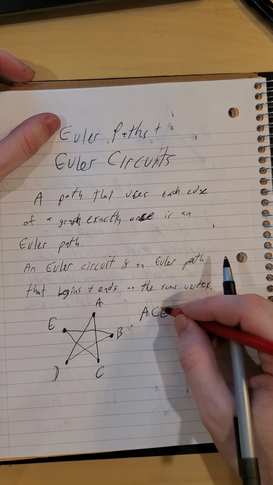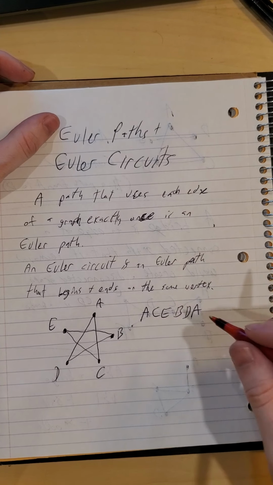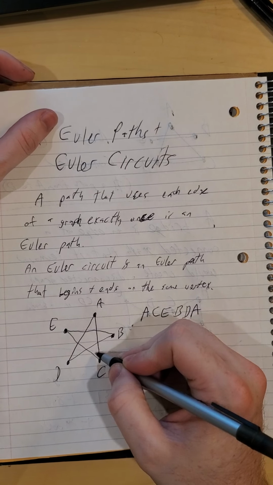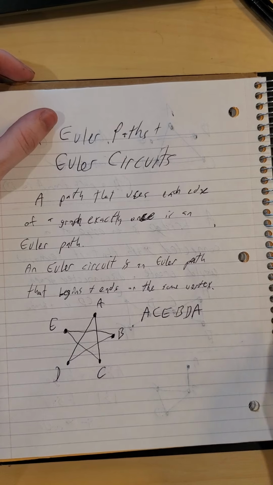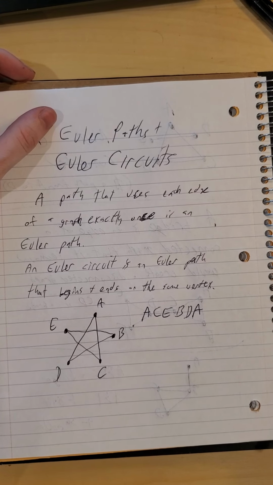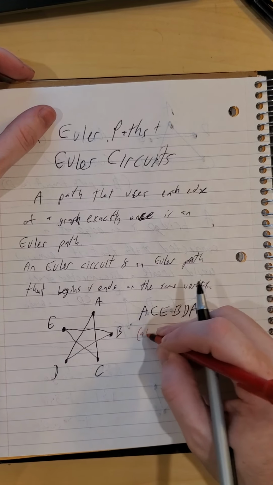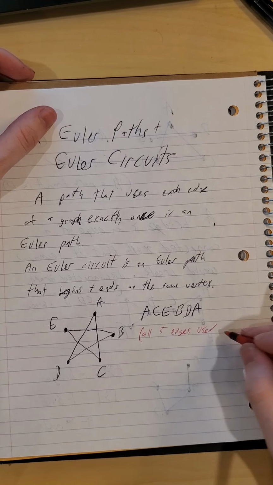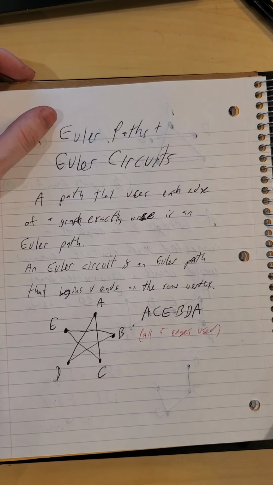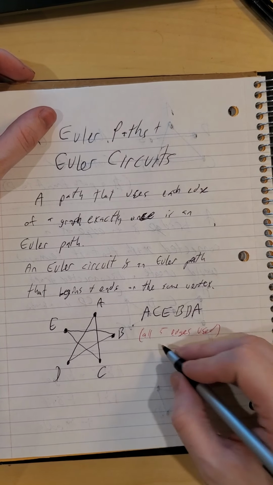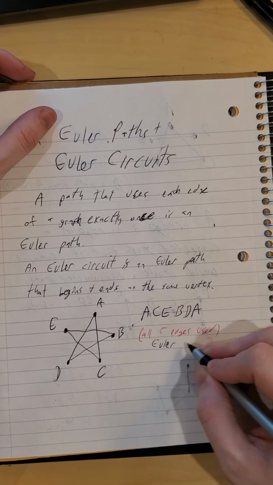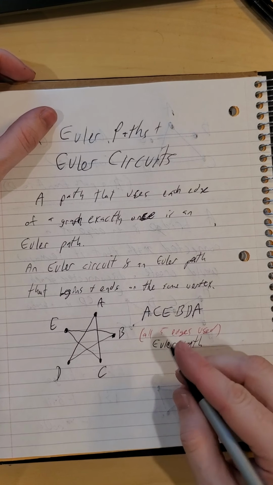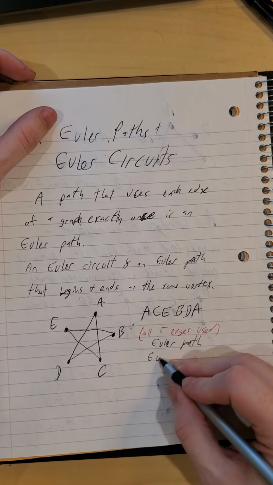We have 1, 2, 3, 4, 5 edges used, and there are only 5 edges. So all 5 edges used means this is an Euler path. The fact that it begins and ends on the same vertex tells us this is also an Euler circuit.